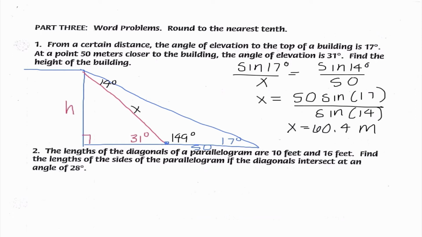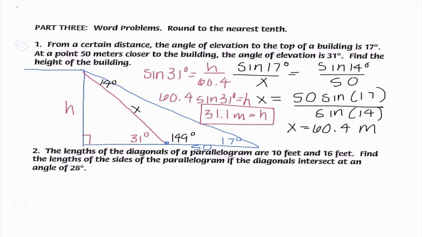Now I'm not done because we know we want to find the height here. So if I know this side, this is the hypotenuse, and off of our angle 31 degrees, this h would be our opposite. So I know that I'm just going to use this sine ratio. So I'm going to say sine of 31 equals h over 60.4. So I'm going to do 60.4 times the sine of 31, which equals our height, and I get 31.1 meters is equal to our height.